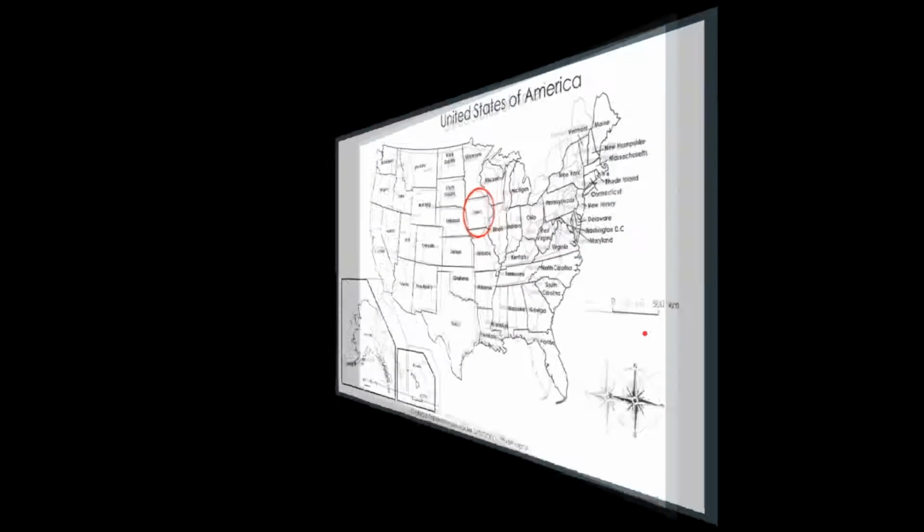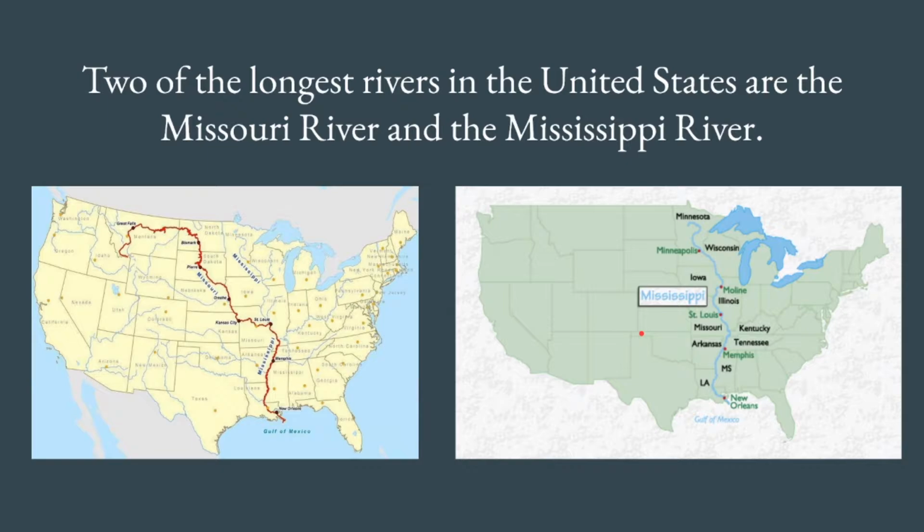First up on our tour of the United States is rivers. Two of the longest rivers in the United States are the Missouri River and the Mississippi River. The red line in this picture, this line that I'm tracing, is the Missouri River. You can see it goes all the way down here. And on this picture, this blue line, the one that I'm tracing now, is the Mississippi River. You can also see it goes all the way down and exits in the same place as the Missouri River.